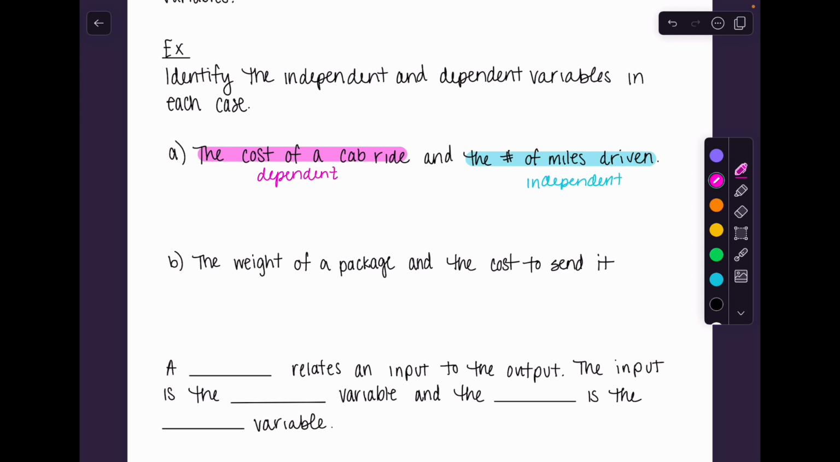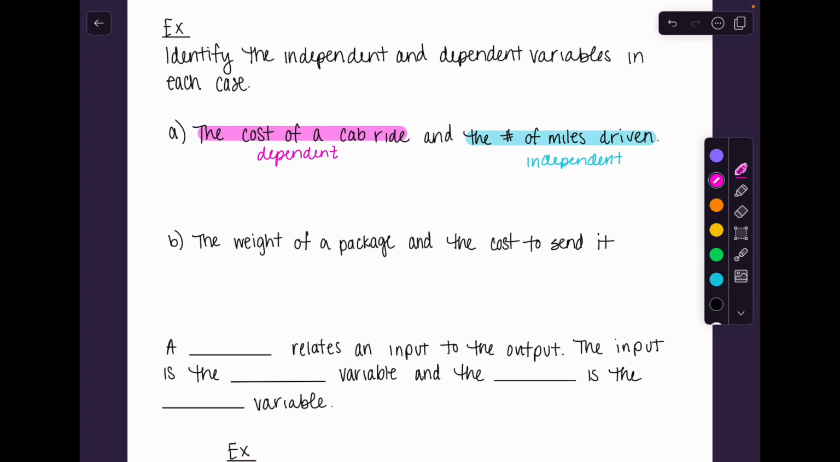So you really can just ask yourself a question or kind of rearrange a sentence. The cost of a cab ride depends on the number of miles driven. That makes sense. The number of miles driven depends on the cost of the cab ride. That's not as clear cut because it would make more sense that we're going to figure out how many miles we have to drive. Okay, this is going to then predetermine or determine what my cost is going to be.